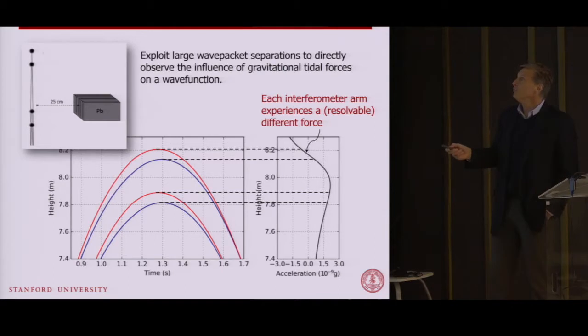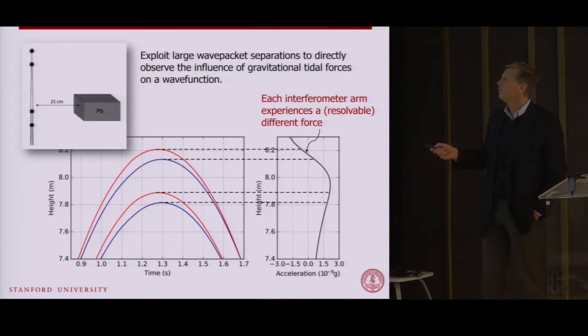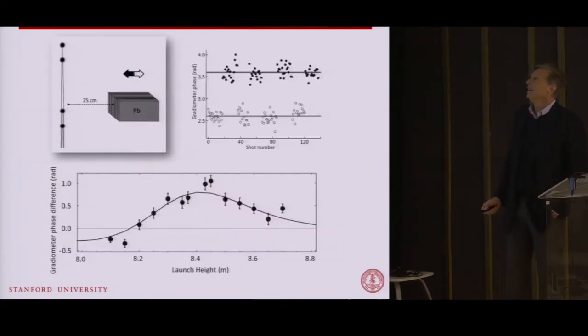And you note that the upper interferometer loop sees a very different gravitational gradient, change in gravity as a function of distance, than the lower interferometer does. And so we can isolate that interesting term by comparing the phase of this term and the phase output of this interferometer. They will differ because there's a different gravitational gradient at those two locations. And so here's the data.